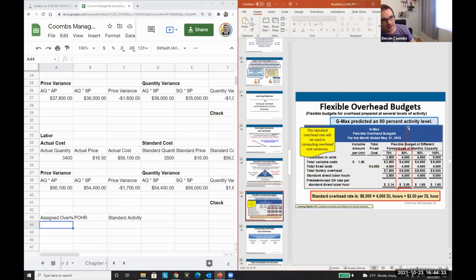So here, they're saying based on an 80% activity level, we can determine a standard overhead rate. So let me give you this example here. We did this in prior classes for overhead allocation, but they're going to determine their standard overhead rate as $8,000, the total factory overhead they're expecting to spend, divided by the direct labor hours of 4,000. So here, standard overhead rate, they're saying direct labor hours is 4,000. We're saying total factory overhead is expected to be 8,000. You divide the two, you get $2 per labor hour.